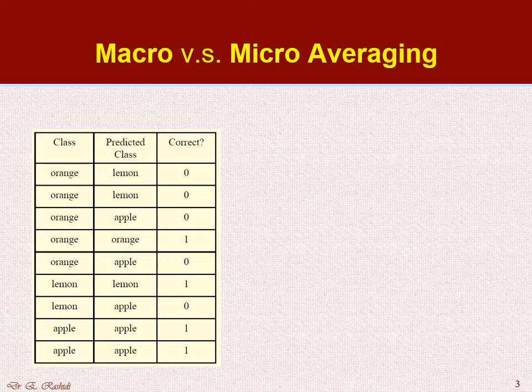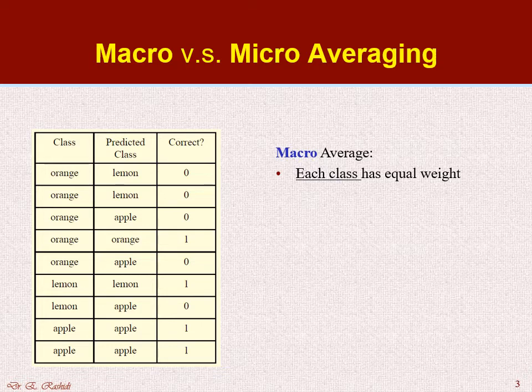So if we want to find the macro averaging, how does it work here? How should we find the average? In macro averaging, each class has equal weight, no matter how many instances we have for that class. For example, here you can see that for oranges, we have 1, 2, 3, 4, 5 instances, for lemon we have 2 instances, and for apple we have 2 instances as well. Although they have different numbers of instances, each class in macro averaging gets equal weight.